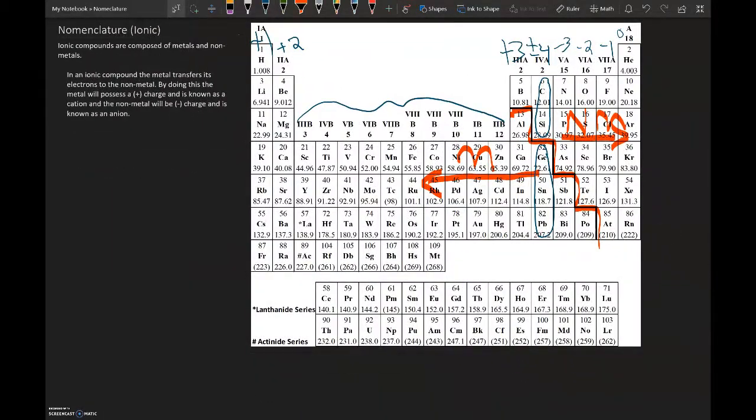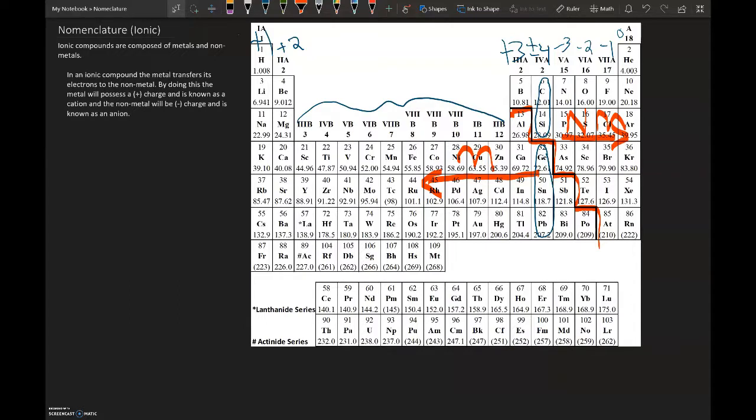Now we also want to understand the importance of why we want to learn the charges of these different elements. That is because when we start to write formulas and names from those formulas, we want to make sure we understand what the charges are, because each of these compounds possess their own ratios for each element.